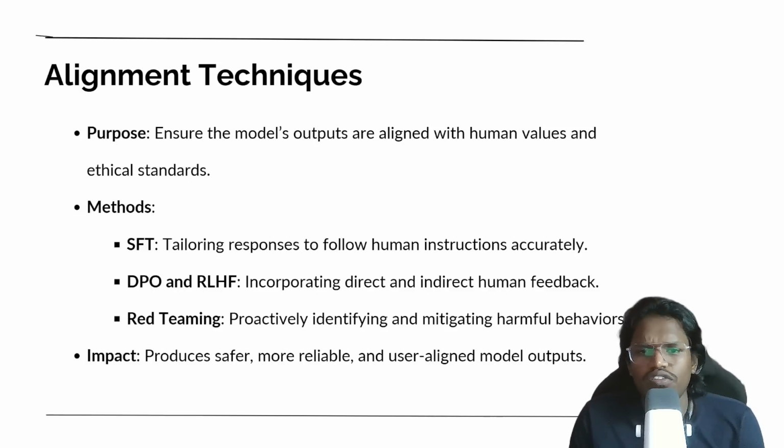The first one is SFT, which is supervised fine-tuning, or commonly known as instruction tuning, where the method focuses on tailoring responses to follow human instructions accurately. Let's say I say generate a story of 5 lines, then it should generate only 5 lines. Next, DPO and RLHF, two of the most sought after preference alignment methods, incorporate direct and indirect human feedback. There is a method known as RLAIF as well, where AI provides feedback, for which human feedback is used to train that model.